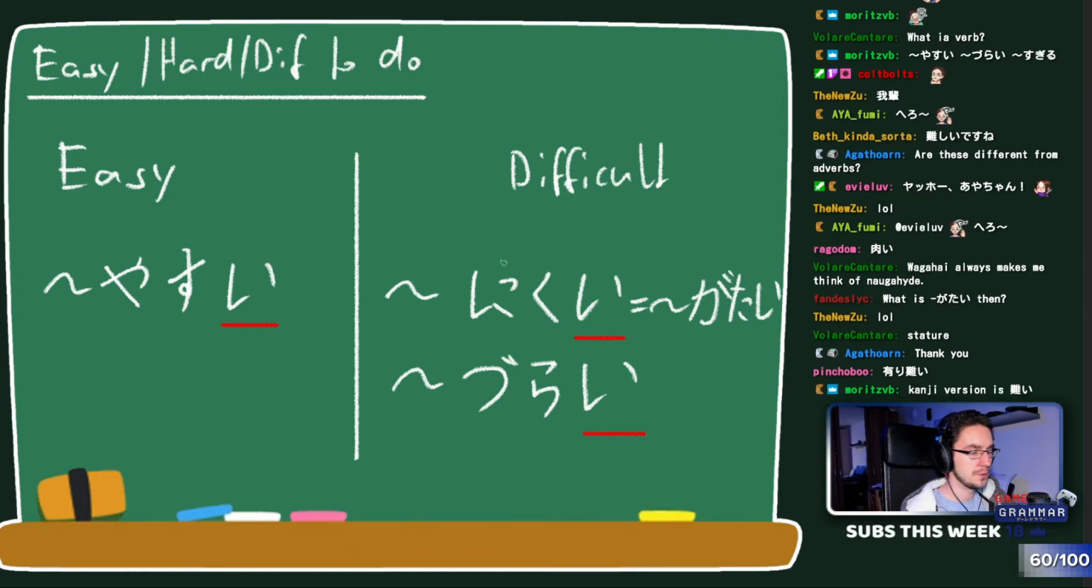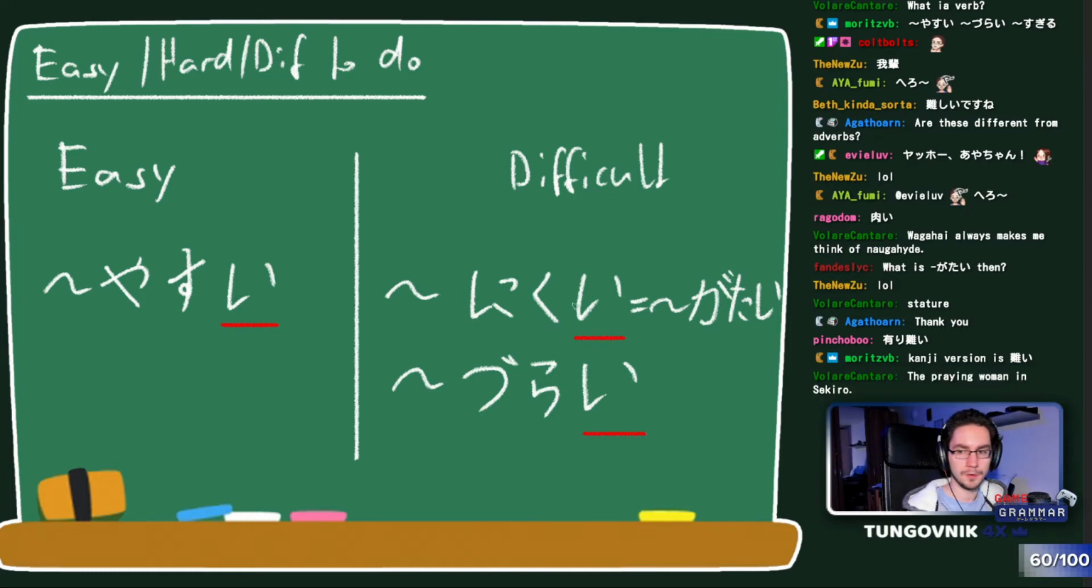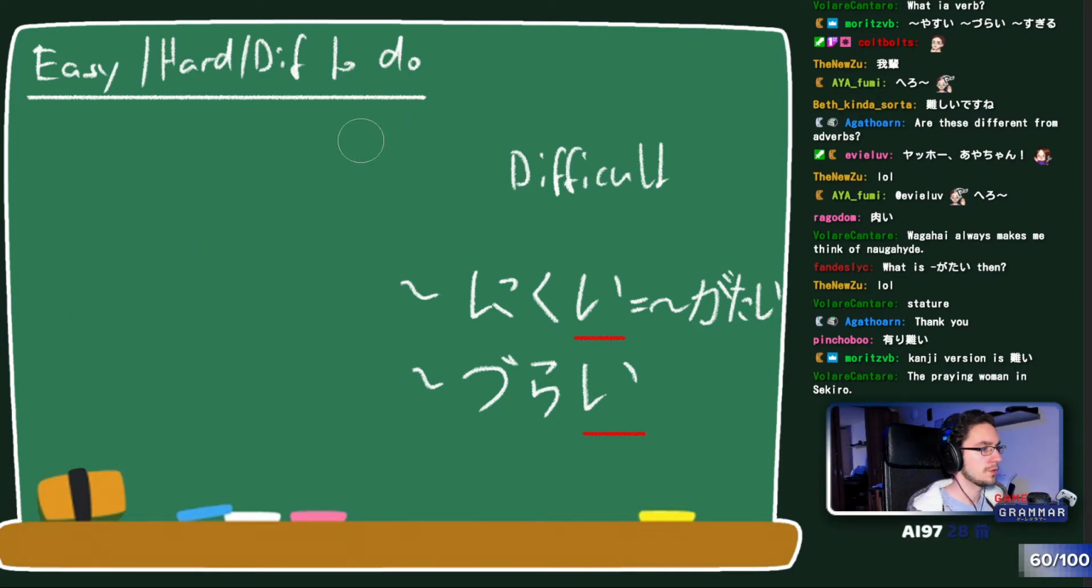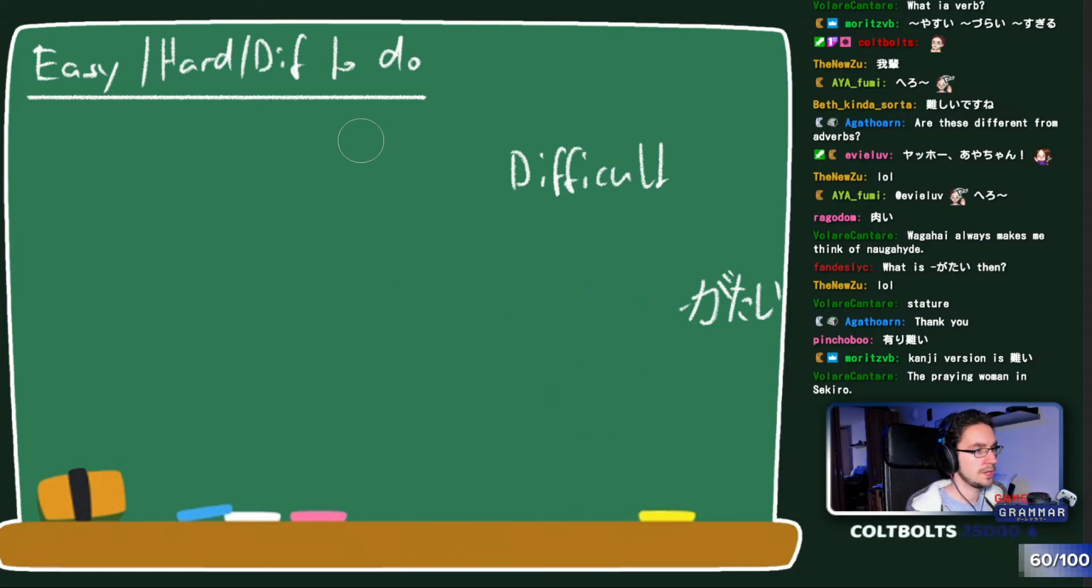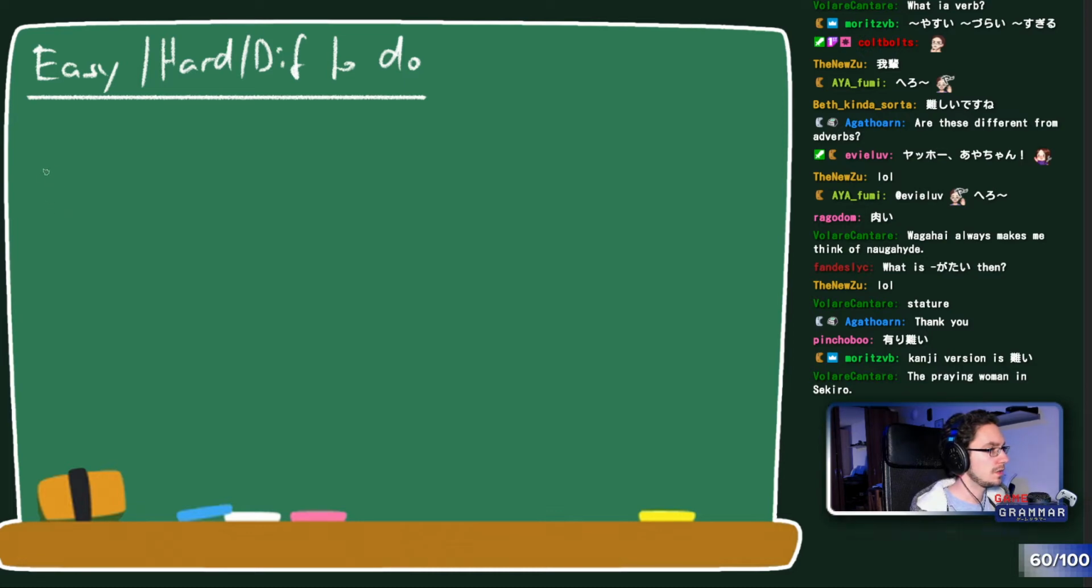So, easy, difficult. Now, that doesn't have to do anything with how easy or difficult it is to memorize these. It just means that when you mean that something is easy, you will use yasui. When you mean something is difficult, you will use nikoi or zurai. And we're going to talk about all these differences. But first, let us focus in on yasui and actually how we use it and how it works. Because I've said a lot, but I haven't really shown you that much yet. So to make it a little bit easier, let's just focus in on the usage of yasui.